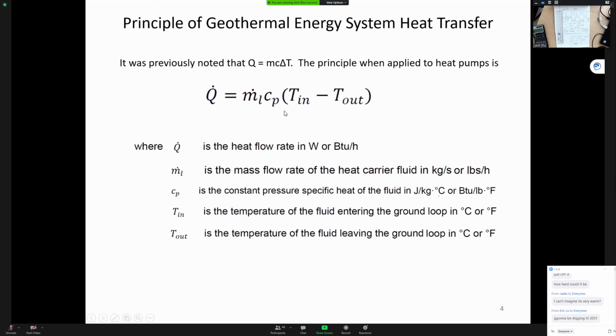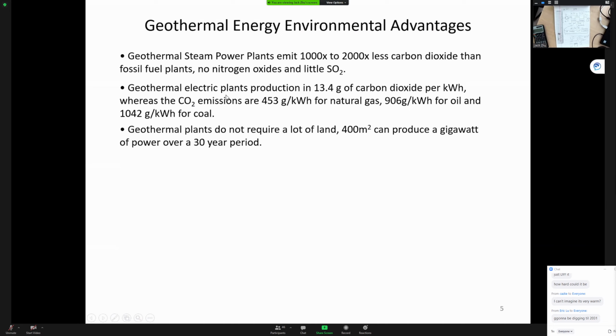Environmental advantages: like the guy said, you don't burn any fossil fuel, so there's almost no CO2, carbon dioxide, emission. And they have someone comparing. They said an electrical plant produces 13.4 grams of carbon dioxide per kilowatt hour. If you're using natural gas or oil or coal, that would be much, much higher.